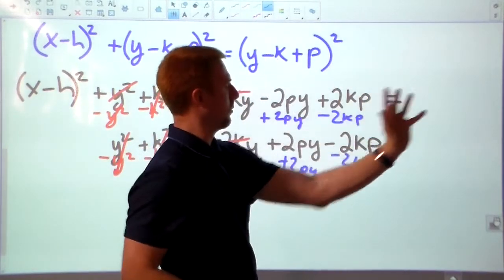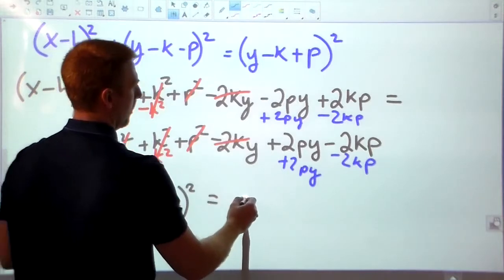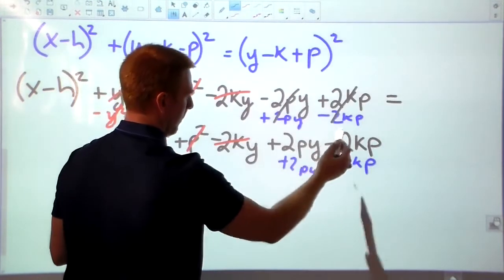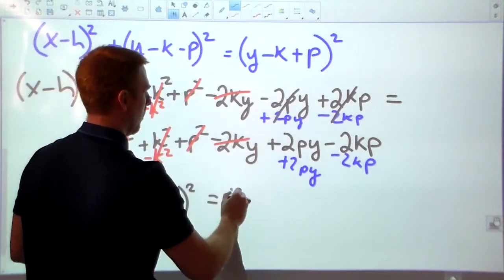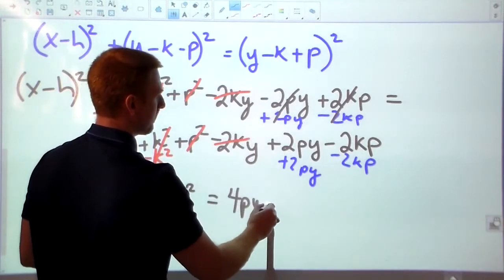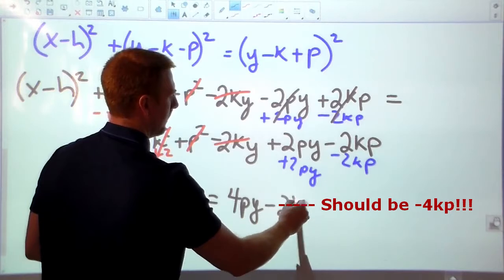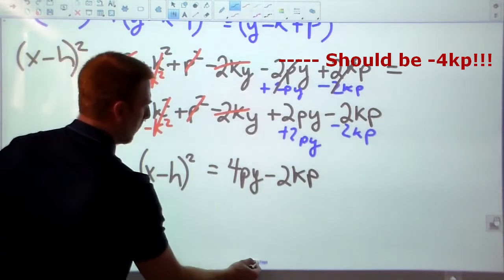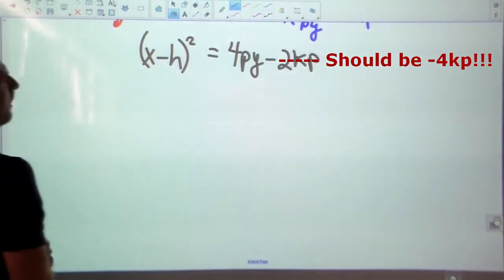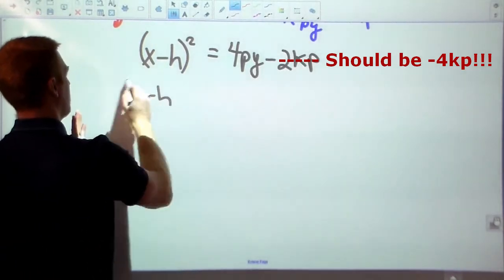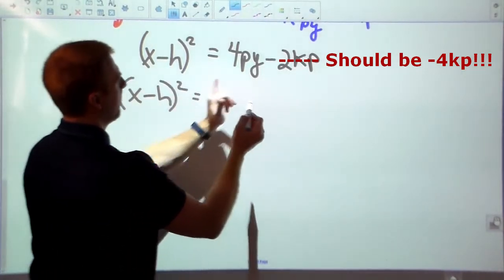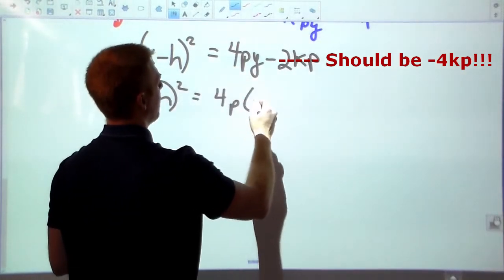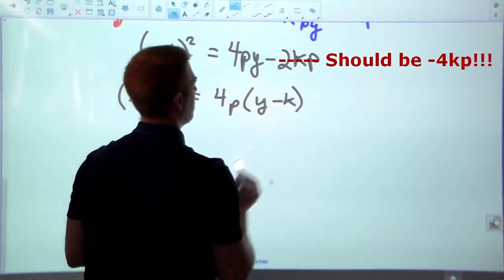I want to move it to the right, so it would be gone on the left side on both. On the right side now, 4py minus 2kp. We're getting close now. We want to solve this thing for y. So this will keep the same over here. Over here we've got 4 and p on both of these, so 4p factors out, leaves you with y minus k.